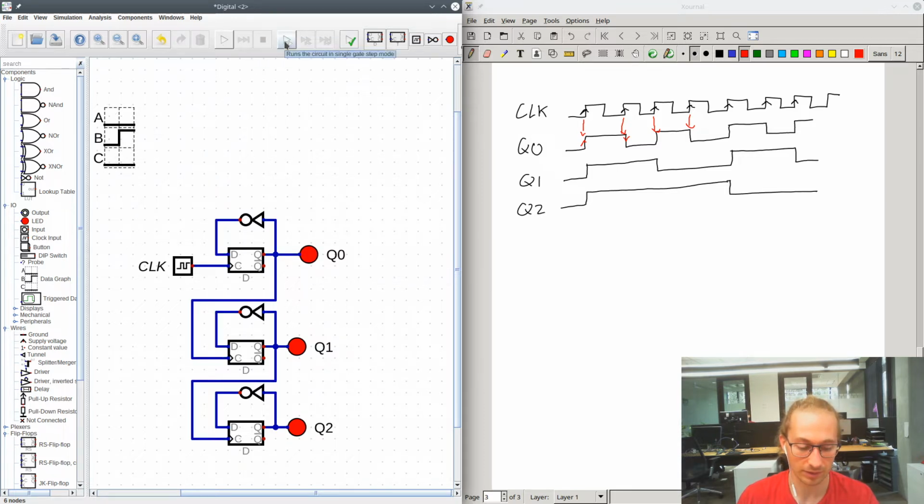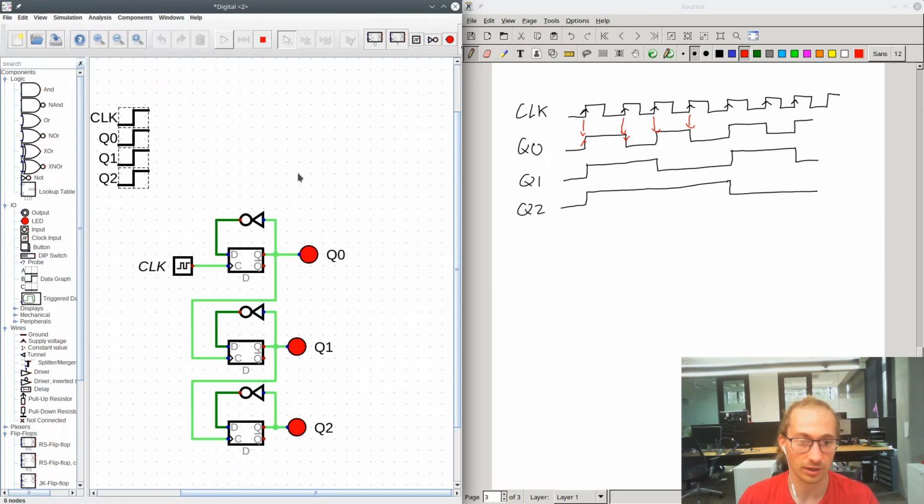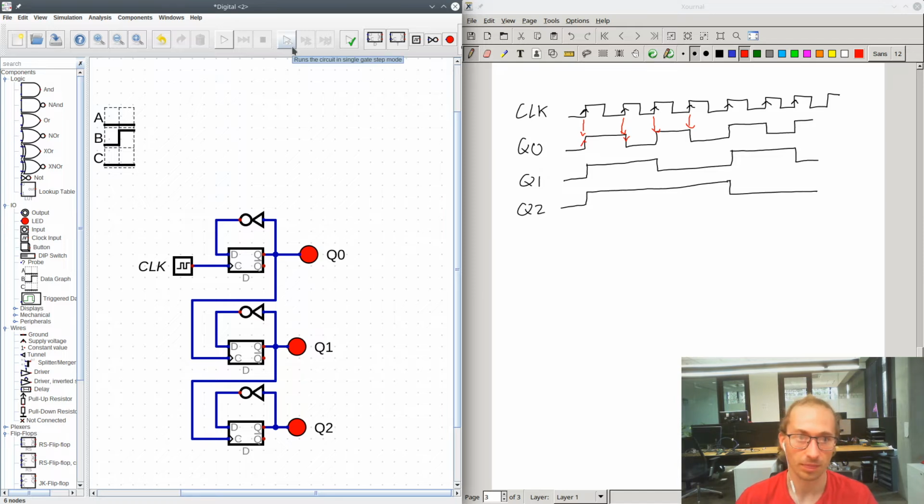So if we simulate this in single step mode, what we would like is that all the outputs update to what they should be simultaneously. This is not the case. When the clock line goes high, we're running it in single step mode.